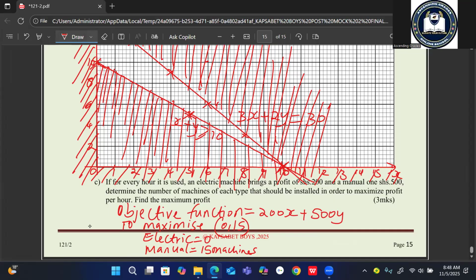So maximum profit should be equal to 200 times 0 plus 500 times 15, which gives us 7,500 shillings to be the maximum profit.